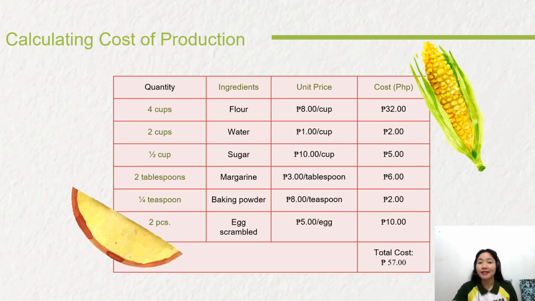Okay, class. So say you were able to make 10 hot cakes. Using this table, class, you can find the food cost by dividing the total cost incurred in preparing the recipe by the number of yields. Again, we have the number of yields, we have the 10 hot cakes. So 57 divided by 10, we got 5.70 per hot cake. So that's the food cost.